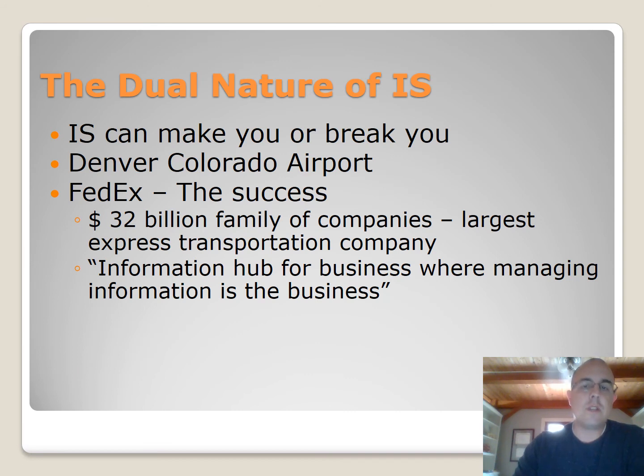All right, dual nature of IS. Information systems can either make you a lot of money or save you a lot of money. Either way, beneficial to the bottom line. Or they can be way too expensive, or they can be the reason why you go bankrupt. There are a lot of different examples. I put on here Denver, Colorado, and FedEx. FedEx is a good success story. Denver, Colorado Airport is an example of how it can go badly.